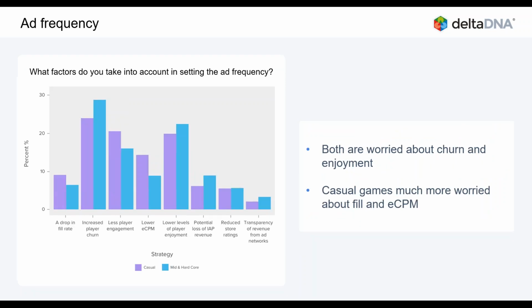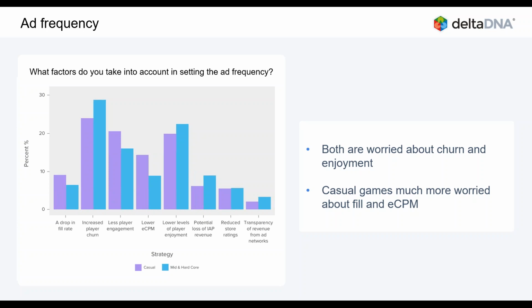So the next question we asked was, what factors do you take into account in setting the ad frequency? So the number of ads that you show maybe per session or per level, or DAU day, that kind of stuff. What measurements are you going to go out and make that are going to influence your decision making about ad frequency? The possible responses were looking for a drop in fill rate, looking for increased player churn, trying to understand less player engagement, eCPMs, player enjoyment, potential loss of IAP revenue, reduced store ratings, or transparency of revenue from ad networks.